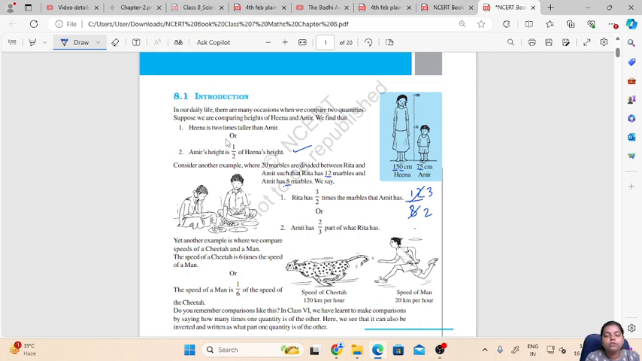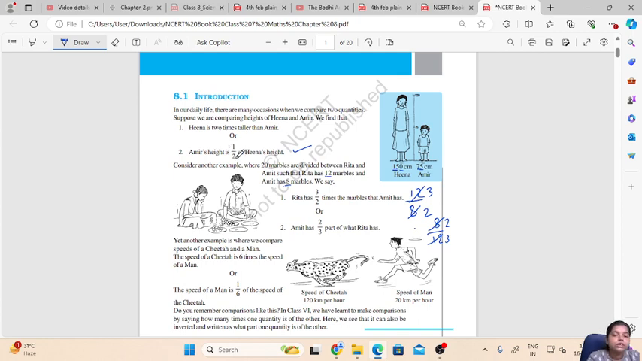Then we have to see about Amit. How much does Amit have? Amit has 8 marbles, and Rita has 12 marbles. So 4 2s are 8 and 4 3s are 12, correct? So Amit has 2 by 3 part of what Rita has.